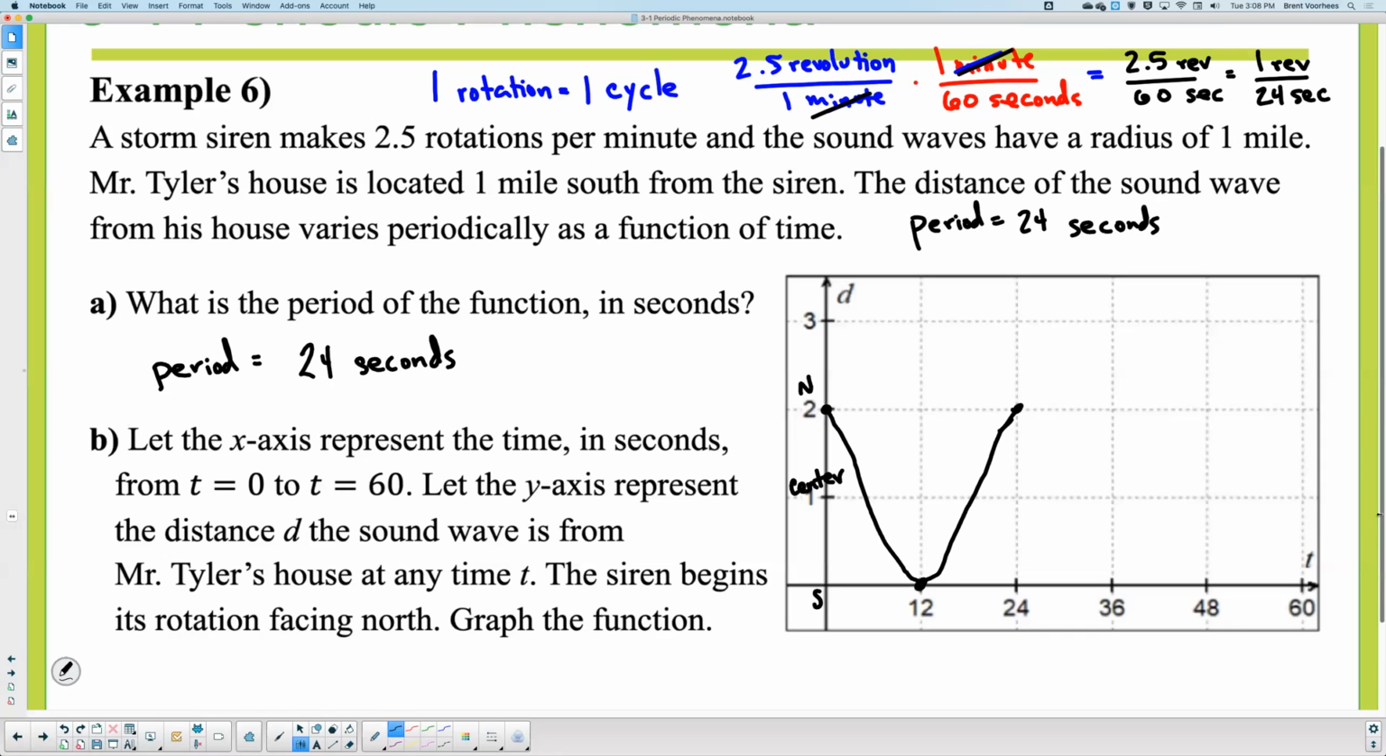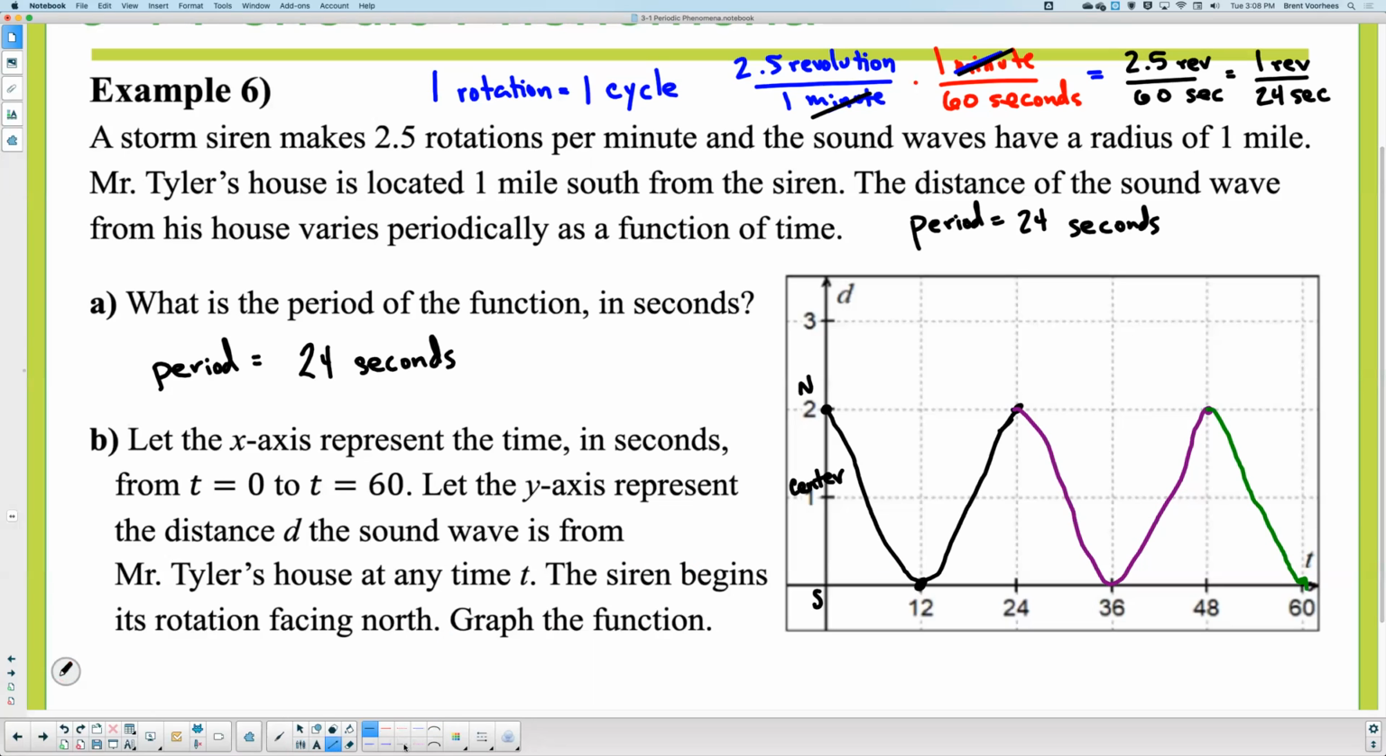And so there's 1 cycle. I would have another cycle that would take another 24 seconds. And then I'd have half a cycle by the time we hit 60. So by the time we hit 60, we've had 2.5 cycles. So I think I have that graphed accurately.